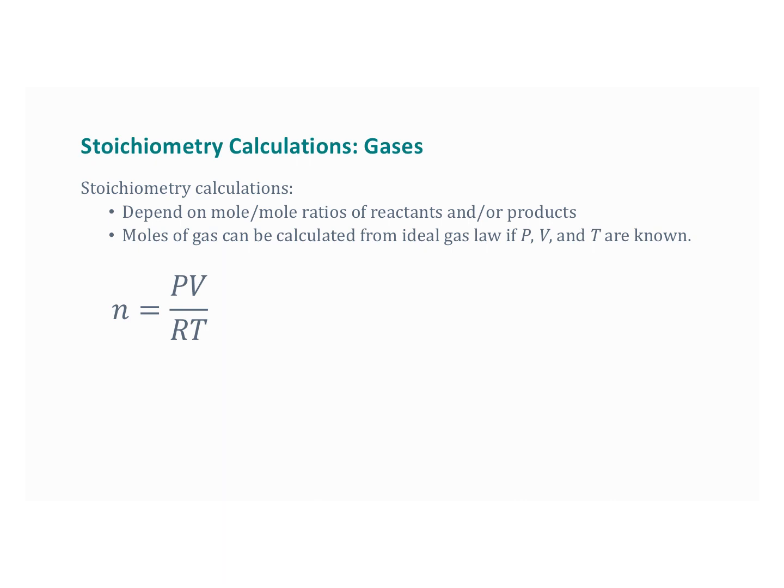I want to point out that you can also do stoichiometry calculations using gases. It depends on the mole ratios of reactants and products. So the moles of the gas can be calculated if the pressure, temperature, and volume are known. And so that's something that we can rearrange, PV equals nRT, using algebra. Just divide both sides by RT and we can figure out the number of moles. And then we can use that in any type of stoichiometry calculations. So let's do some examples.